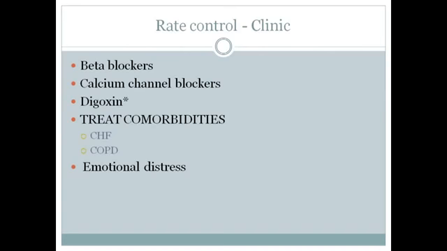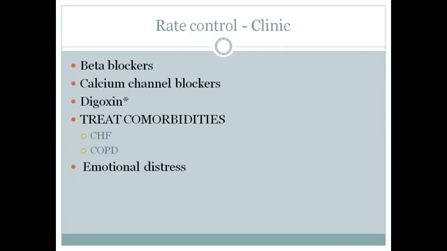Somebody with AFib with RVR who has heart failure and is drowning themselves, give them the diuretics. It's not going to make things worse, it's going to make things better. So treat what is driving the tachycardia.